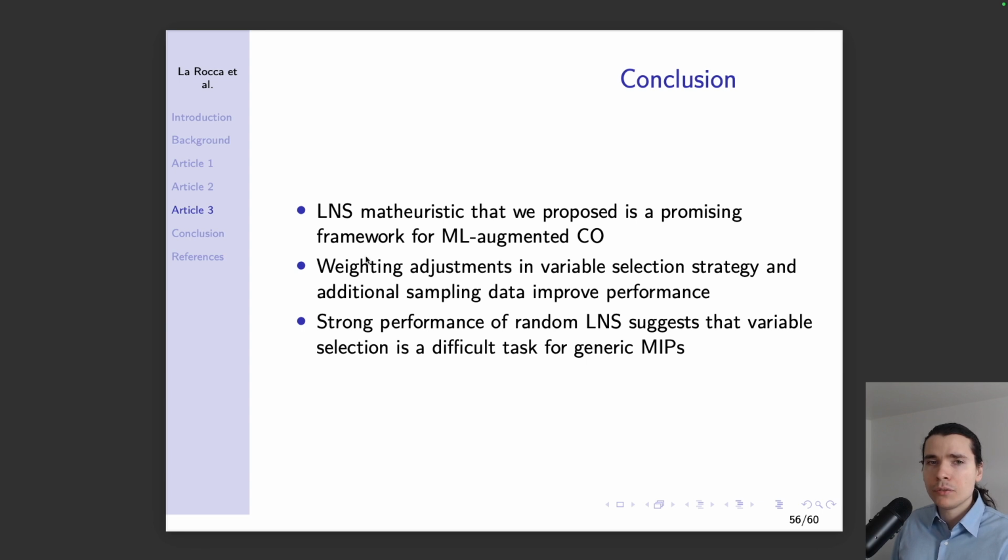In this paper, we studied an ML-augmented CO framework, a matheuristic that allows us to integrate ML predictions to design better LNS heuristics. We saw that weight adjustments in variable selection strategy and additional sampling data can improve performance, and that the strong performance of random LNS suggests that variable selection is a difficult task for generic MIPs.